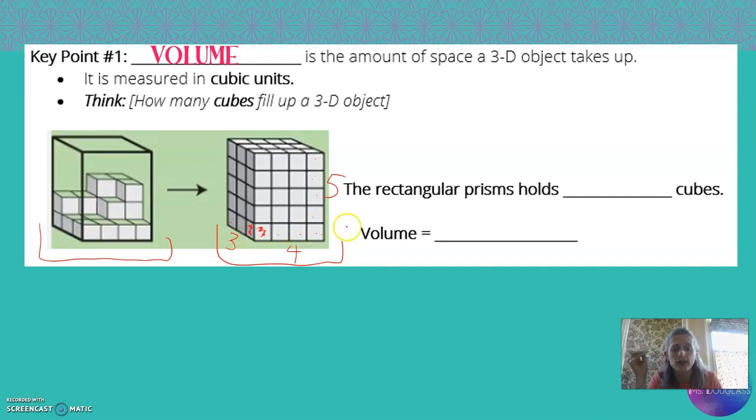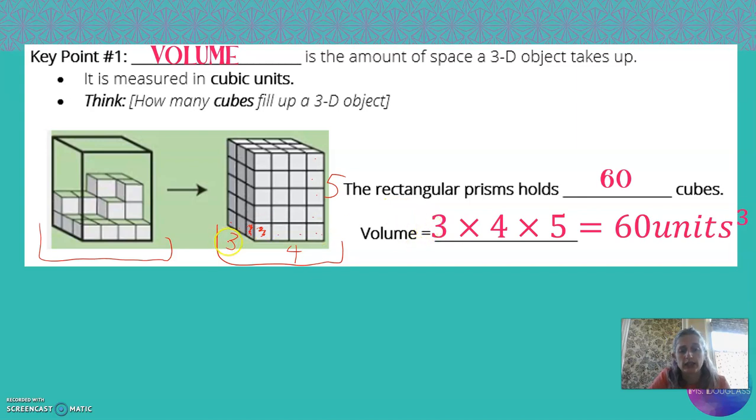So we're going to multiply. Volume is 3 times 4 times 5, which is 60. There's 60 cubes in here. And so we say that 60 units cubed, which is another way to say an exponent of 3. You could say 60 units to the 3rd power. But the 3 is there because you multiplied 1, 2, 3 numbers times each other.